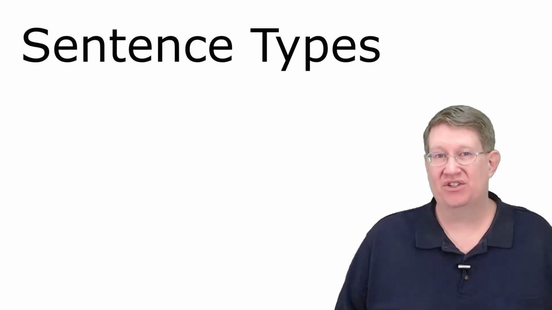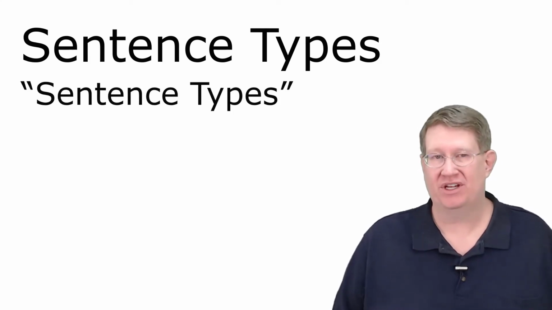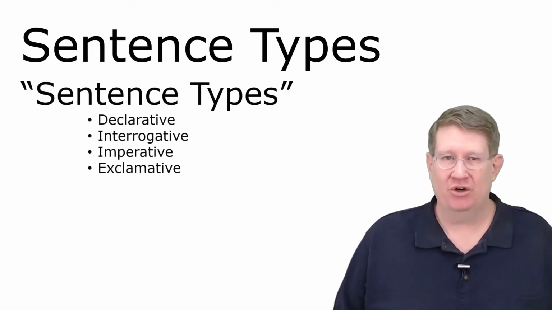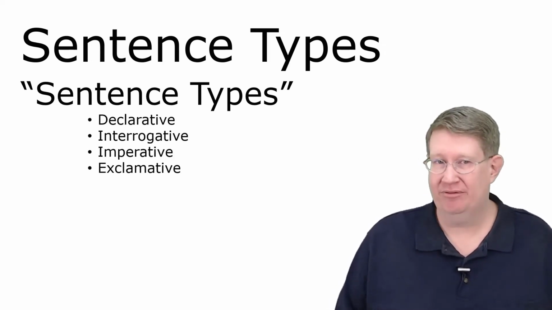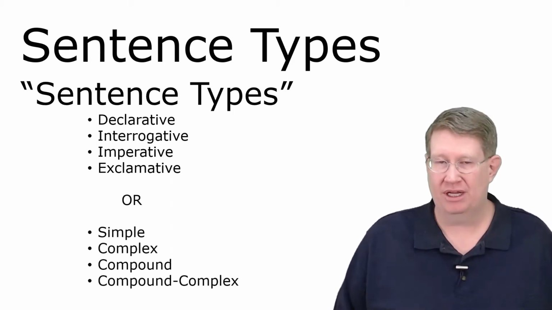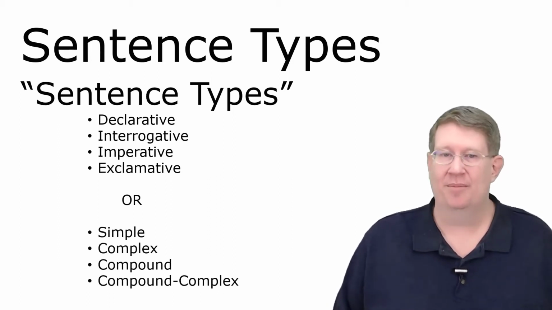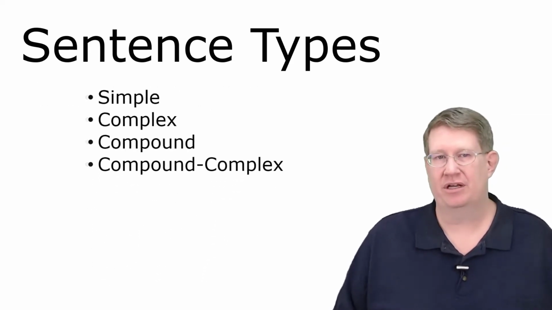This lesson is about sentence types. The first thing we need to talk about is what we mean when we say sentence types. We could mean, are we talking about declarative, interrogative, imperative, or exclamative? Or are we talking about simple, complex, compound, and compound complex? Well, in this video, this is what I'm talking about.